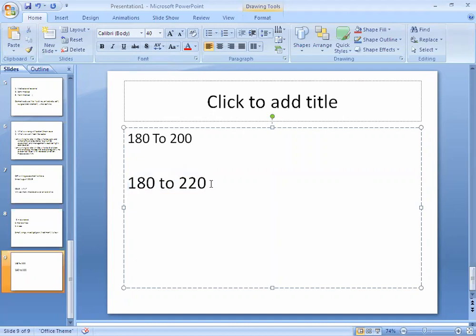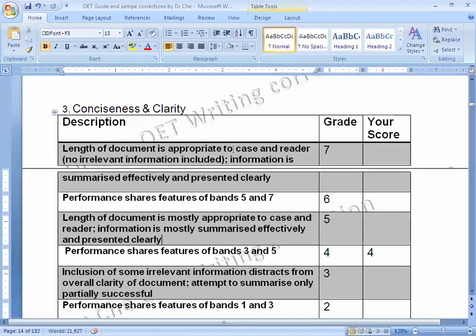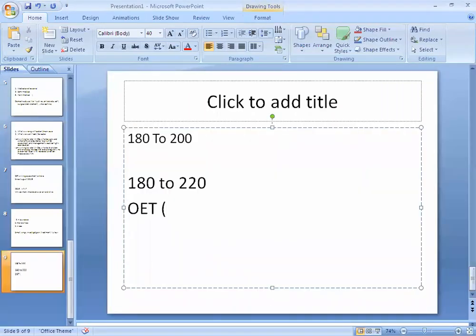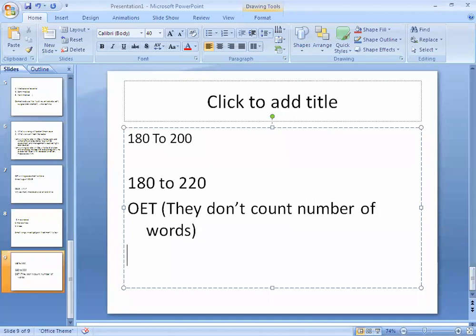So it does not mean that you can write up to 220 in every letter. If your letter is short, a one visit letter, one visit case notes, then you don't need to write 220. Maybe you can finish in 170, 180, 190. So what they want to say is the length of the document is appropriate according to the case and reader. And in OET, this is my perception and what I have learned so far, they don't count the number of words.